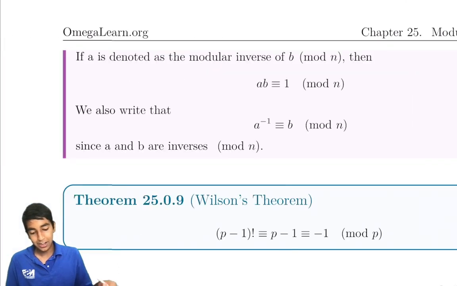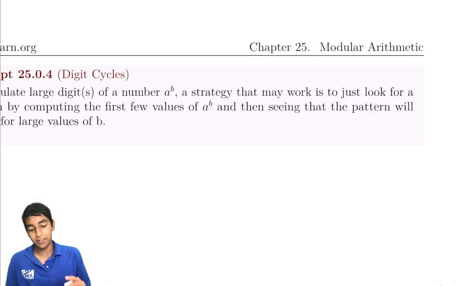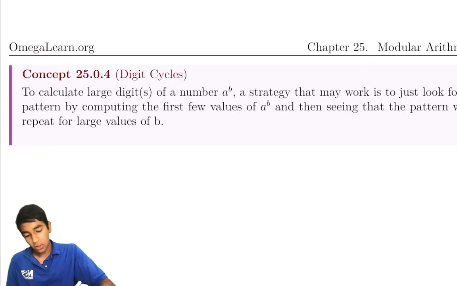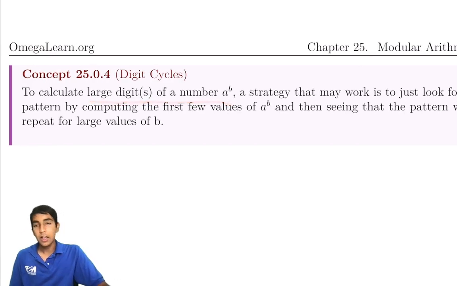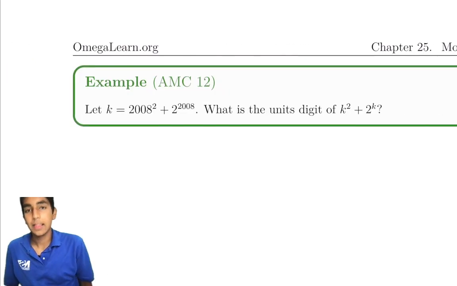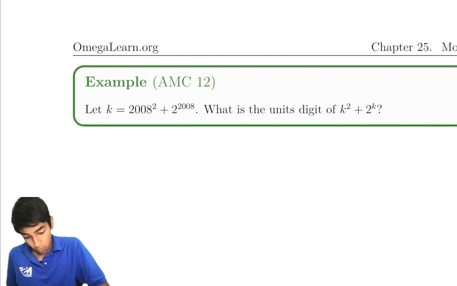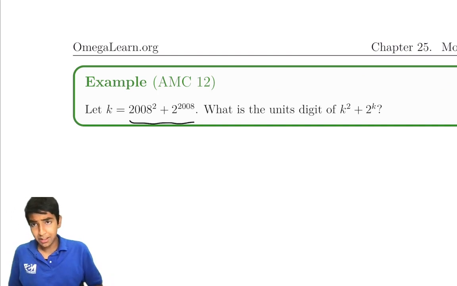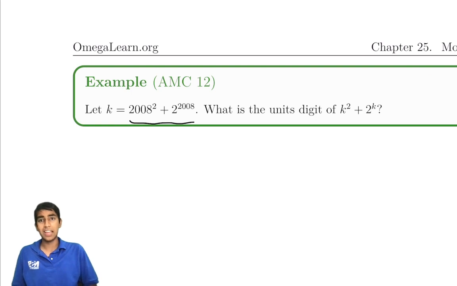Let's start off back to the basics, digit cycles. To calculate large digits of a number, a to the b, a strategy is to just write some things out and look for a pattern. Let's see a quick example. Let k equal 2008 squared plus 2 to the 2008. What's the unit digit of k squared plus 2 to the k?